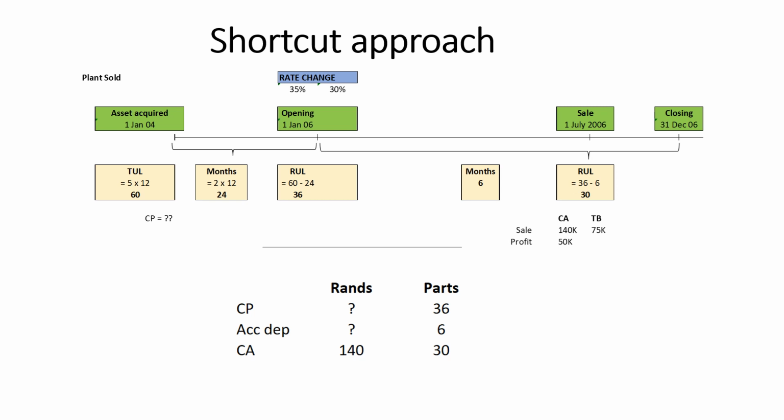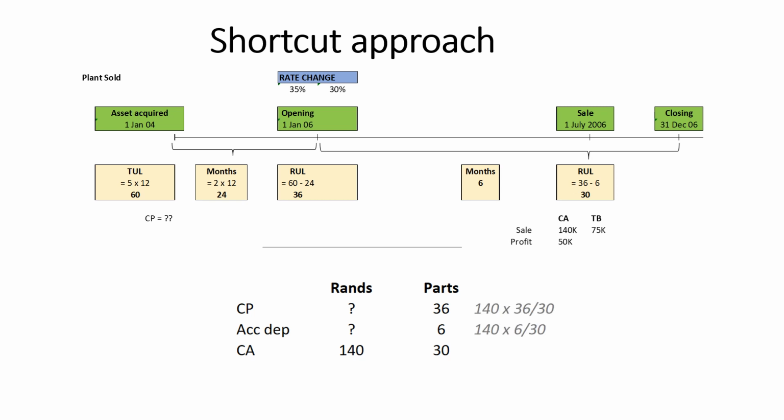And that's specifically why I showed you the long approach, in order to illustrate the complexity that the revaluation brings into the whole mix. So please bear that in mind. If you're using the shortcut approach, you must assign the correct amount of parts. Your accumulated depreciation will be 6 parts because you do hold the asset for 6 months in your current financial year before you dispose of it, and your cost price will be 36 parts and not 60 parts.